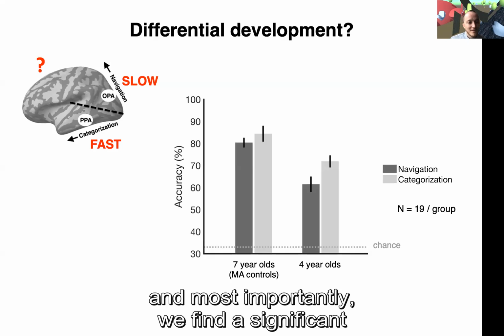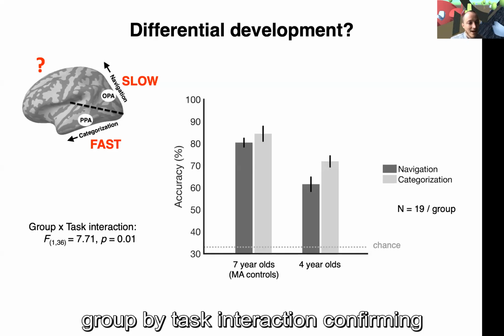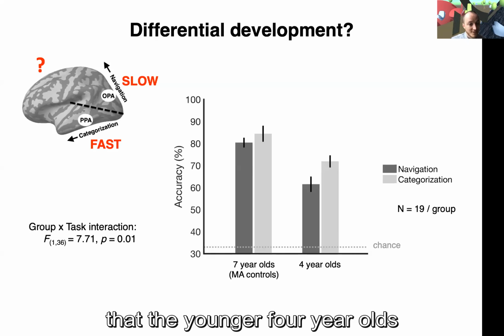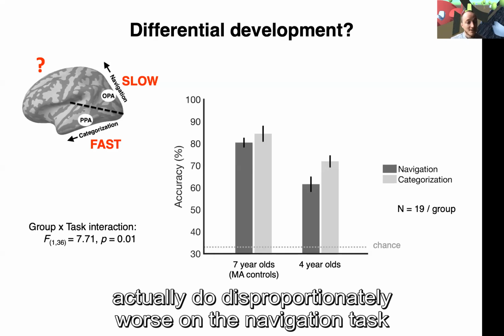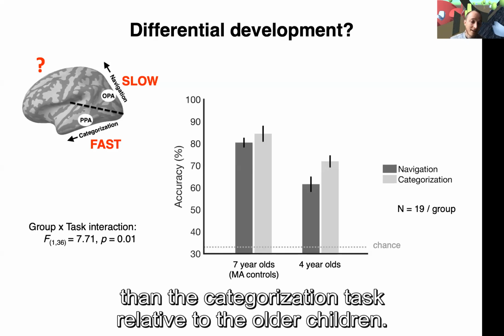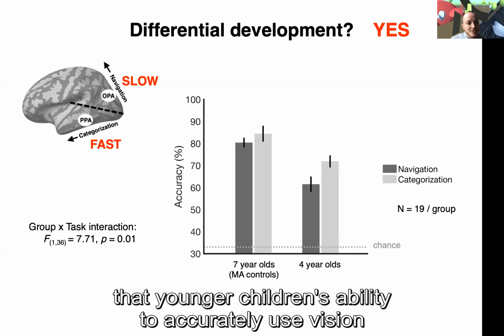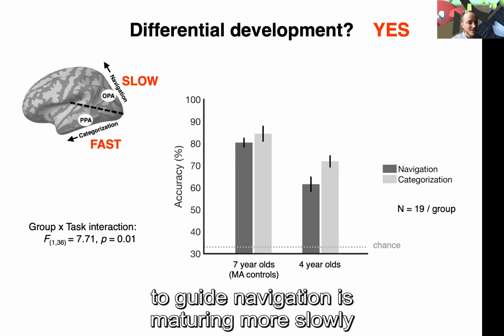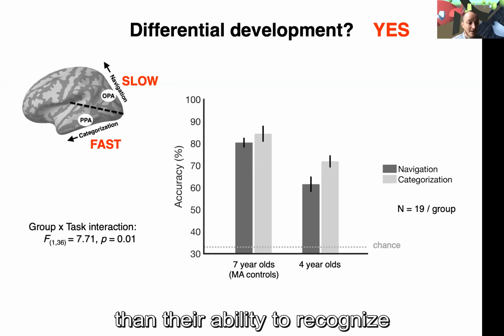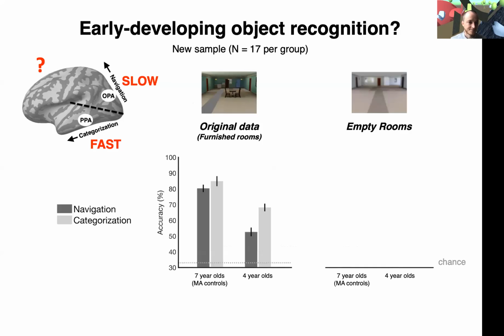And most importantly, we find a significant group by task interaction, confirming that the younger 4-year-olds actually do disproportionately worse on the navigation task than the categorization task relative to the older children. So these results are consistent with the idea that younger children's ability to accurately use vision to guide navigation is maturing more slowly than their ability to recognize what kind of place they're in.